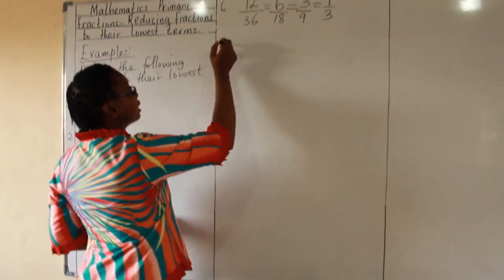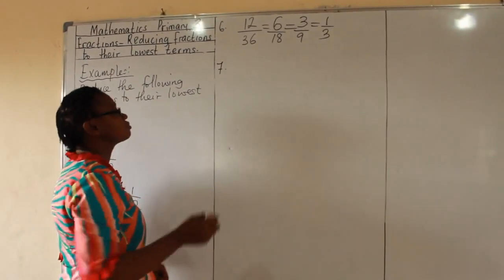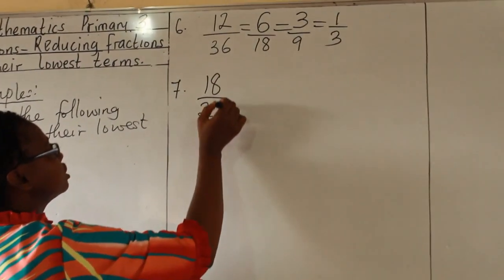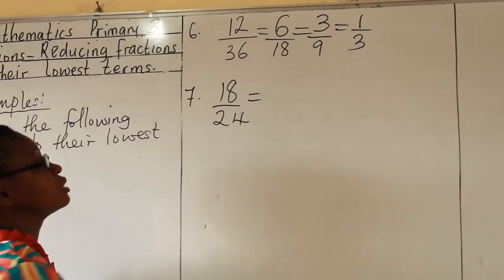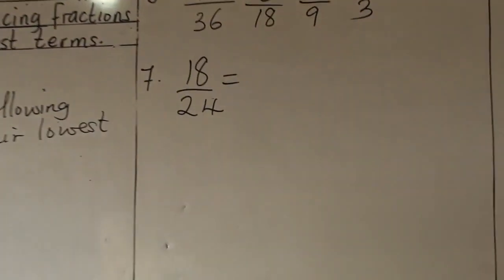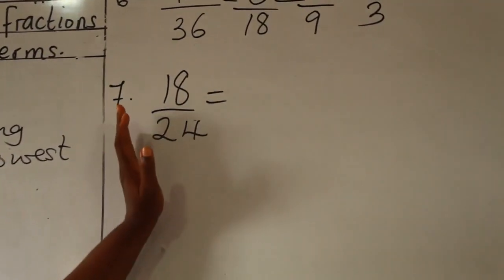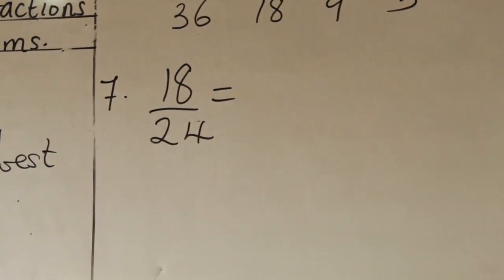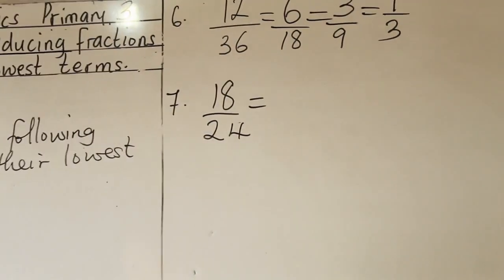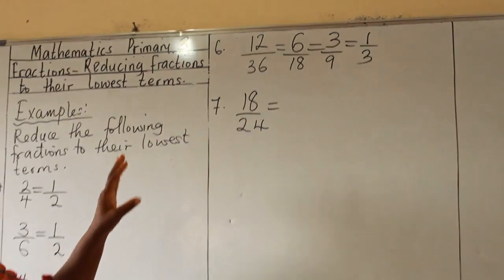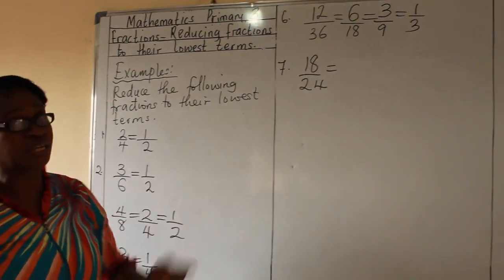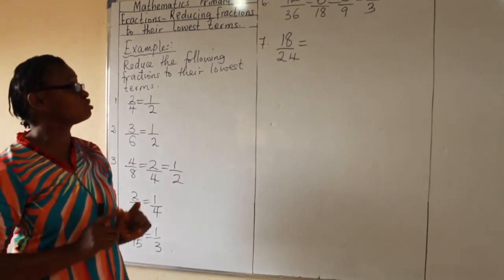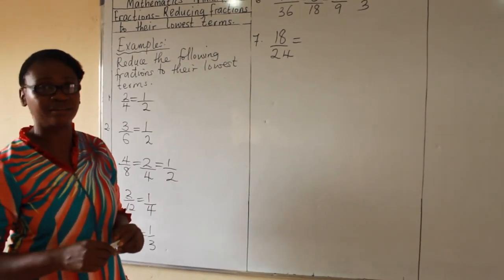Okay, I take the last example now. I'll give us: reduce 18 over 24 to its lowest term. 18 over 24. That's very simple, just the same thing we did to 12 over 36. If you look at those two numbers, the numerator and the denominator, you know that 2 can go comfortably into the two of them without a remainder.